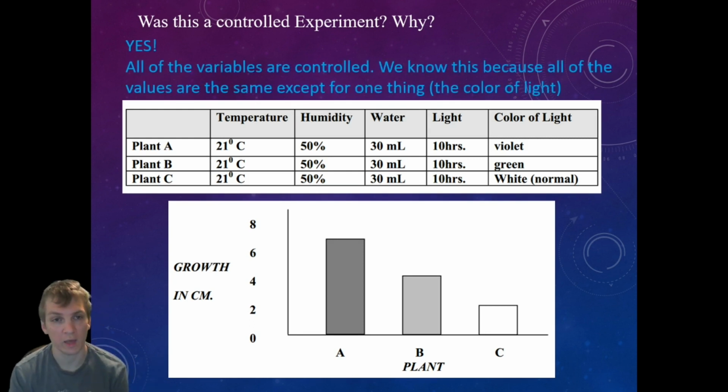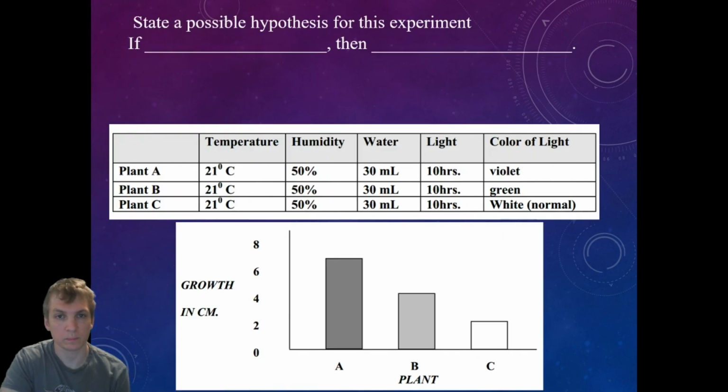And the reason for that is because all of the variables are controlled. And we know this because all of the values are the same for temperature, humidity, water, and light, except for one thing, and that's the one thing that you're testing. So in this case, we are testing the color of light and its effect on plant height. Okay? So this was definitely a controlled experiment.